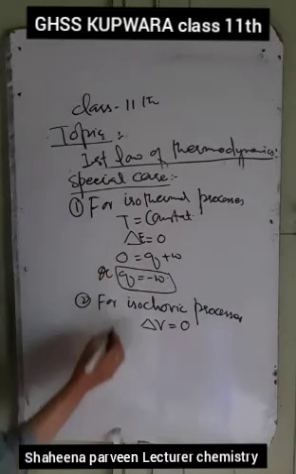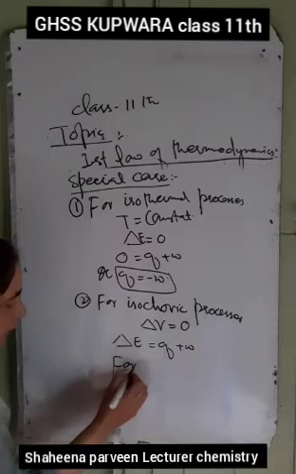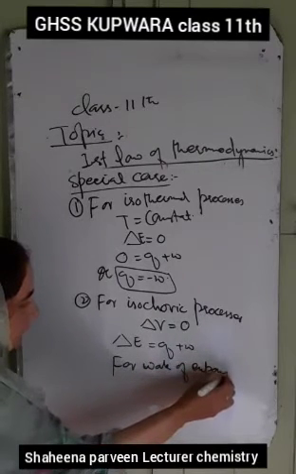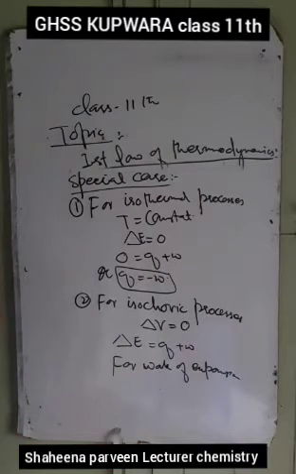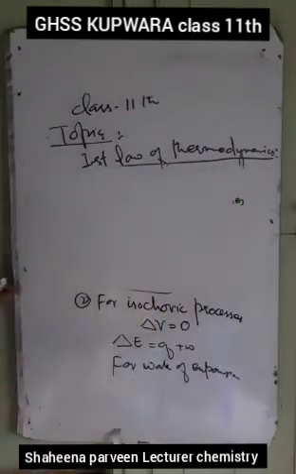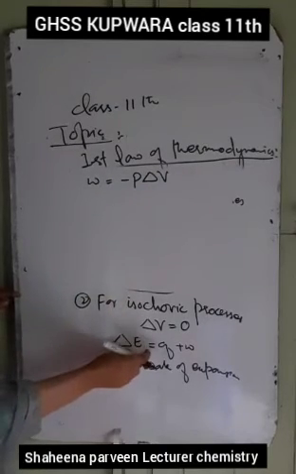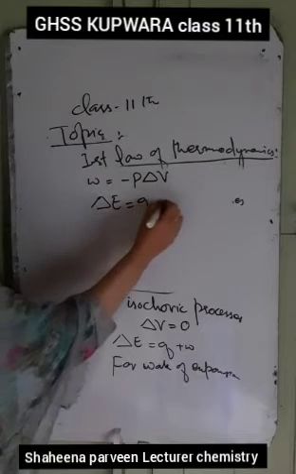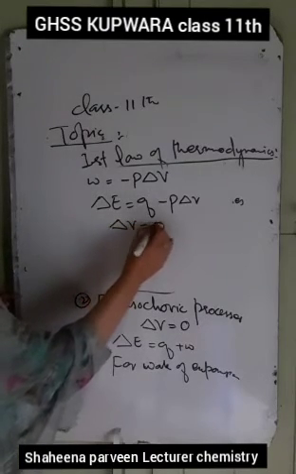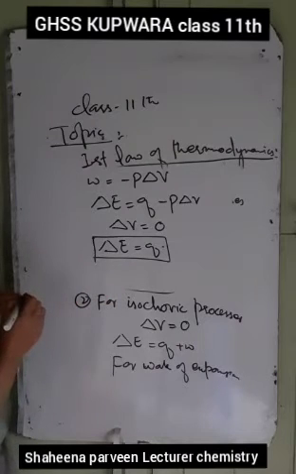So we have the first law of thermodynamics, delta E is equal to Q plus W. And for work of expansion, we have the equation W is equal to minus P del V. So we substitute the value here: delta E is equal to Q minus P del V. And for isochoric processes, del V is equal to 0. So we have delta E is equal to Q. This is the second special case of the first law of thermodynamics.